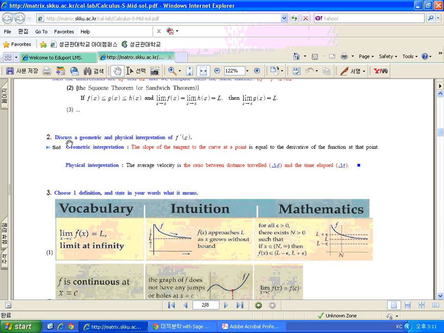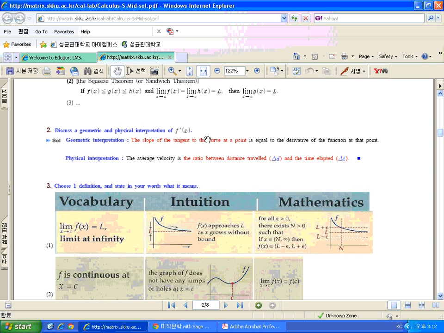And the next one was a problem from your exercise and homework problems. Discuss the geometric and physical interpretation of f prime of x here. So f prime of x means geometrically the slope of a tangent line at a point. And the physical interpretation can be given as average velocity. Then average velocity can be written as the ratio between the distance traveled and the time elapsed. Those are some meanings of f prime of x.